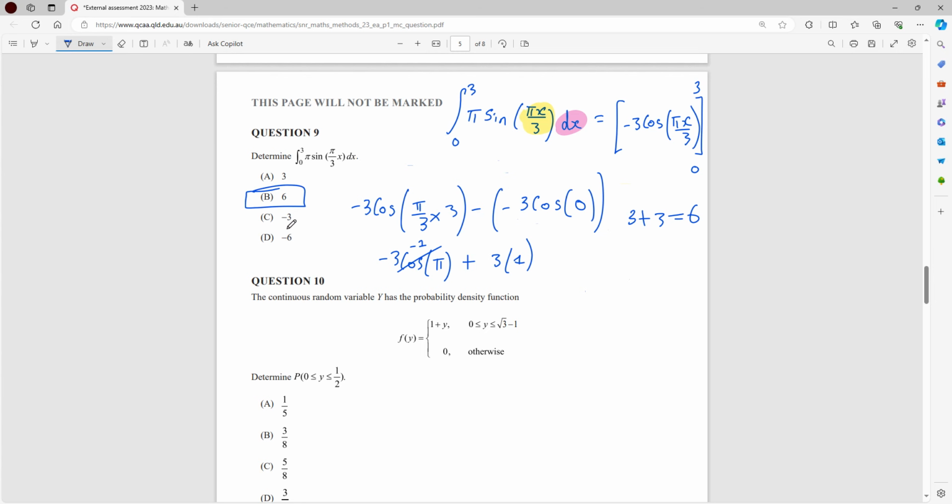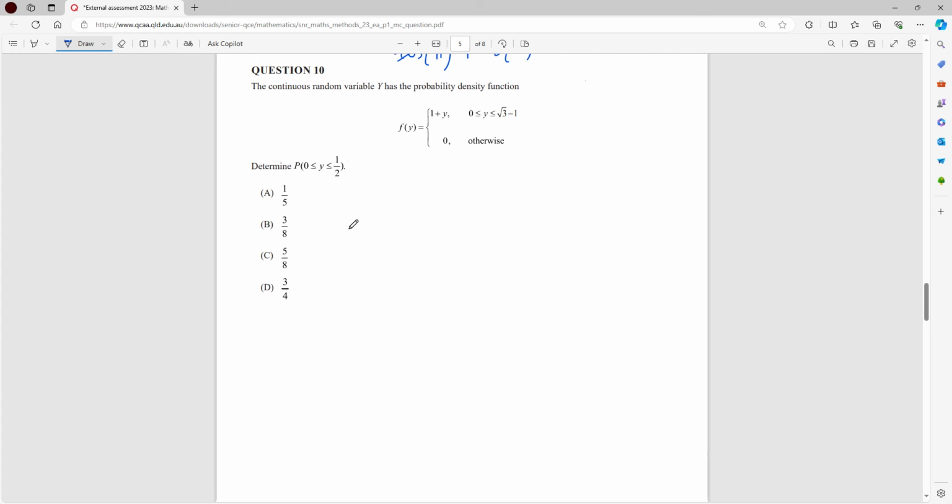Okay. Righto, let's take a look at 10, the final question on this test. The continuous random variable y has a probability density function given below. Determine the probability that y is between 0 and a half. Okay, so this one's pretty easy. It's just the integral of this here, 1 plus y dy from 0 to a half.